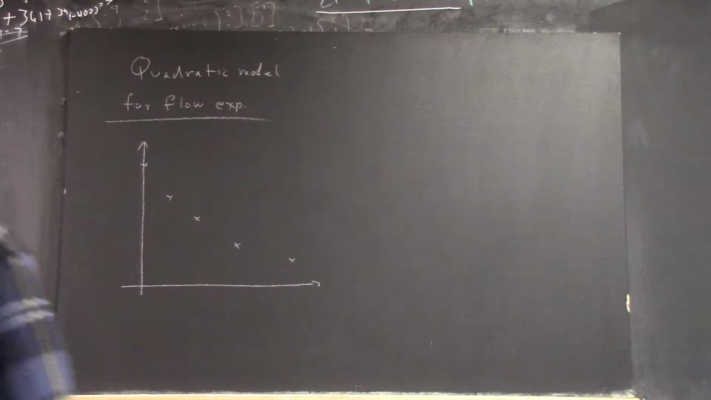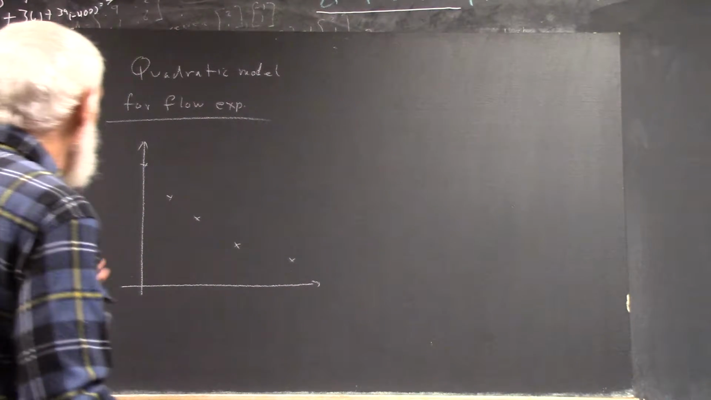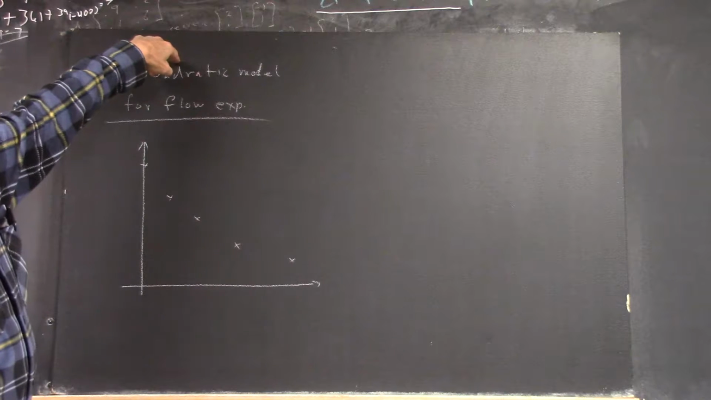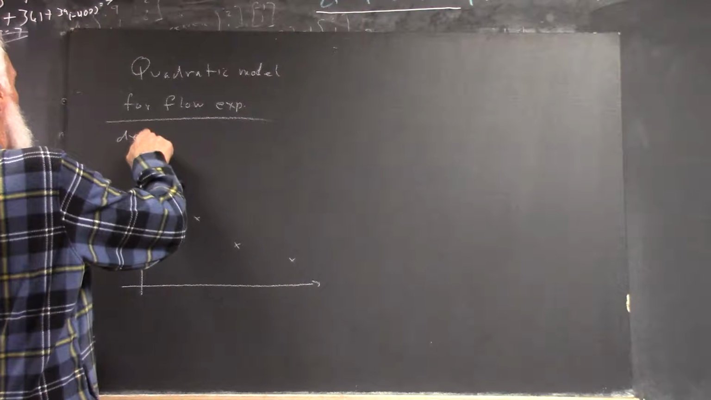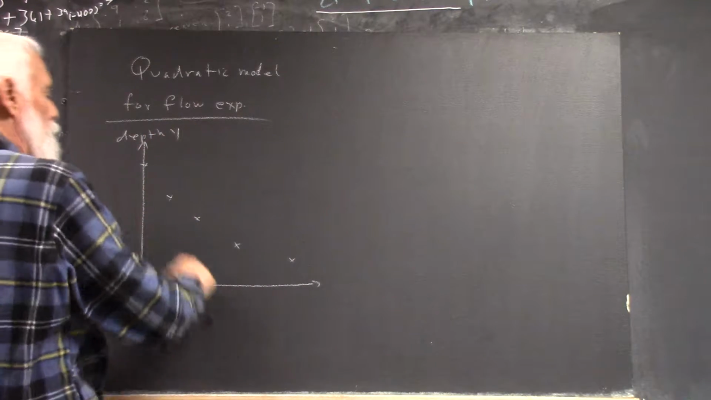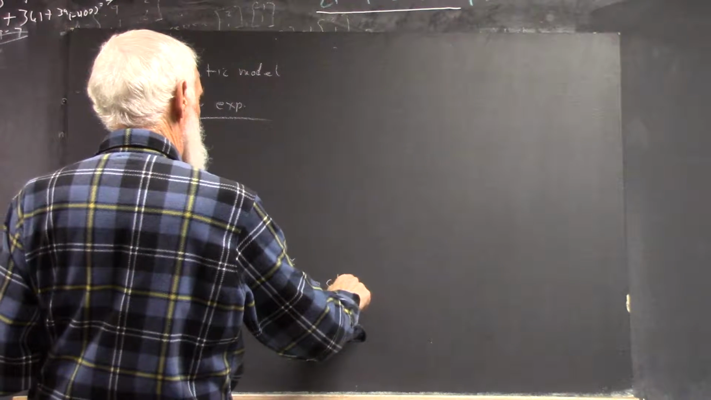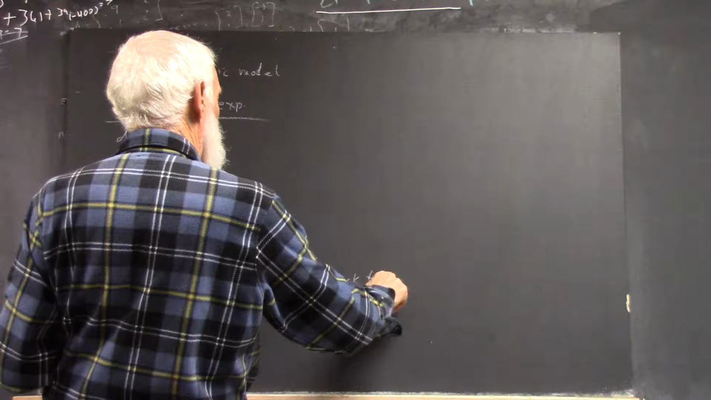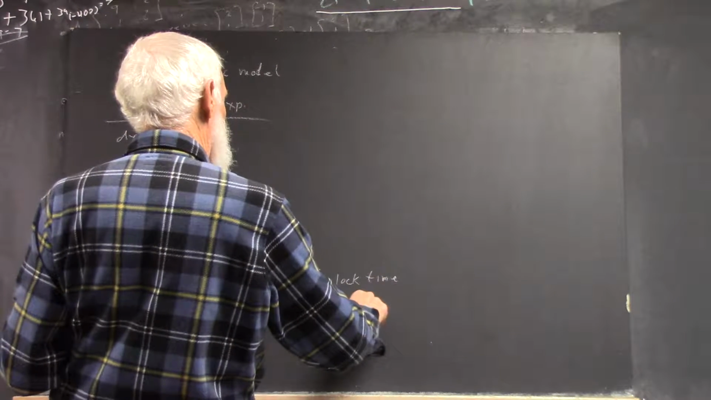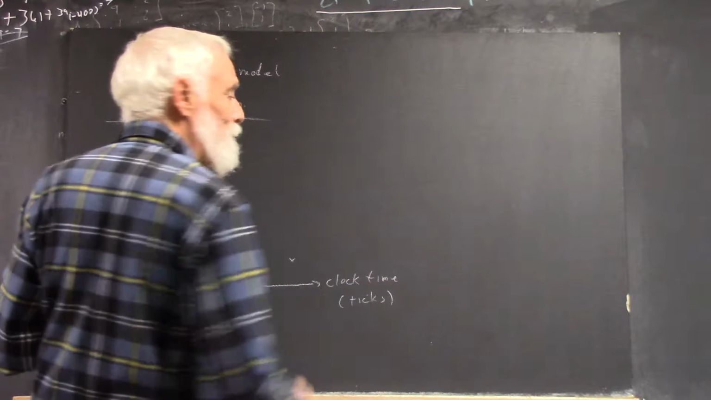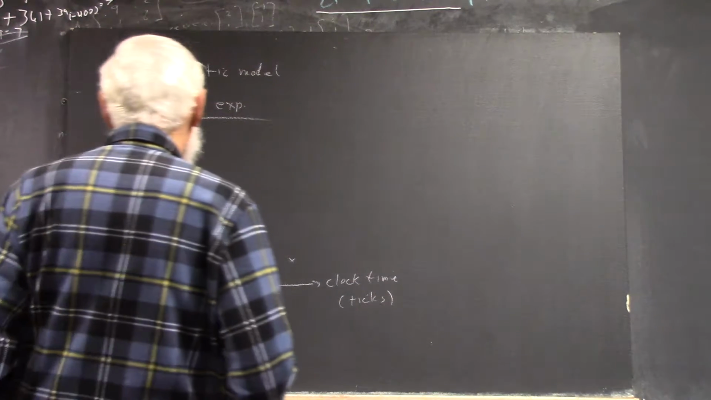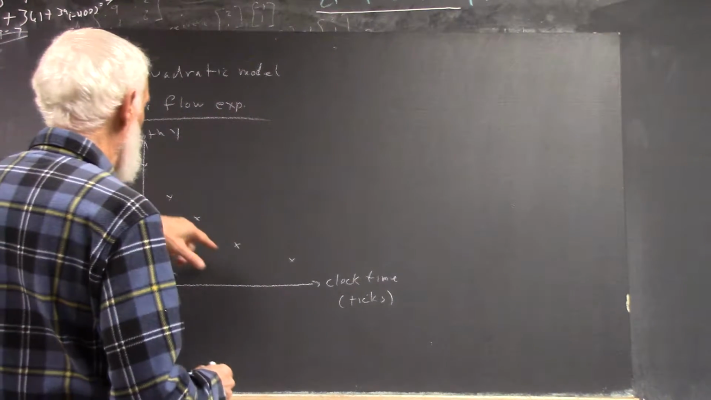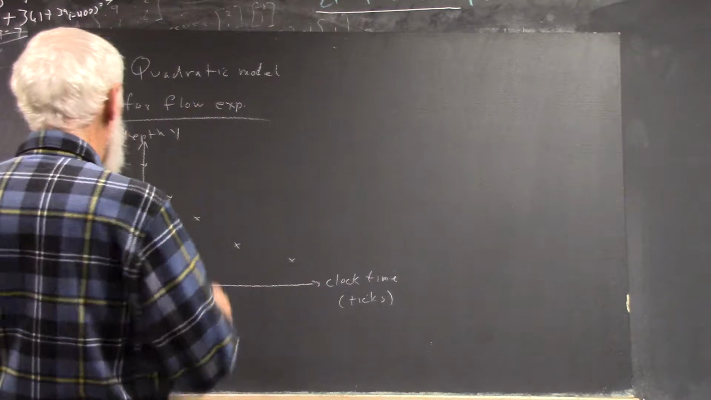Okay, so, don't look at me like I'm crazy. Quadratic model for the flow experiment, okay? We got depth, y. We got clock time in ticks, okay? Then we got 5 points, 1, 2, 3, 4, 5.